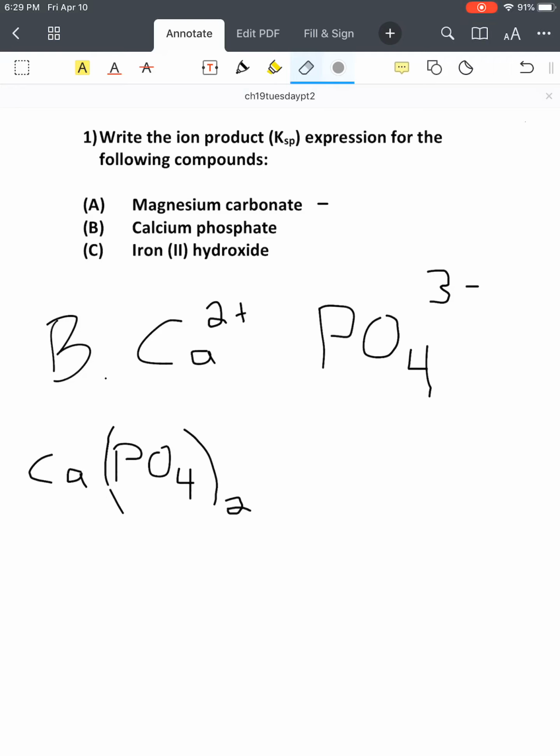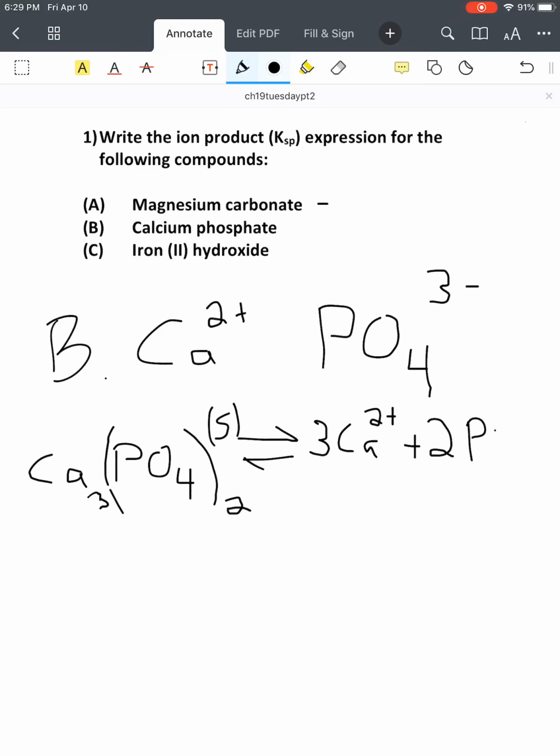If I have 3 copies of my calcium ion, and 2 copies of my phosphate, I can make the charges balance, and I'm good to go. So when this sparingly soluble salt, or solid, dissolves in water, I'm going to make 3 copies of Ca2+, and I'm also going to produce 2 copies of the phosphate ion.